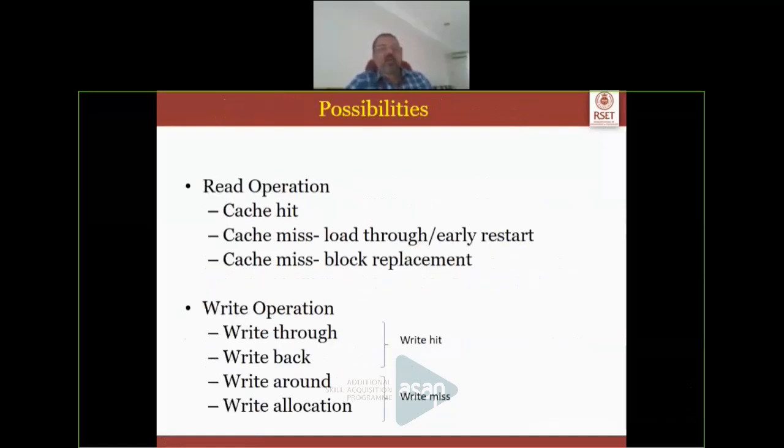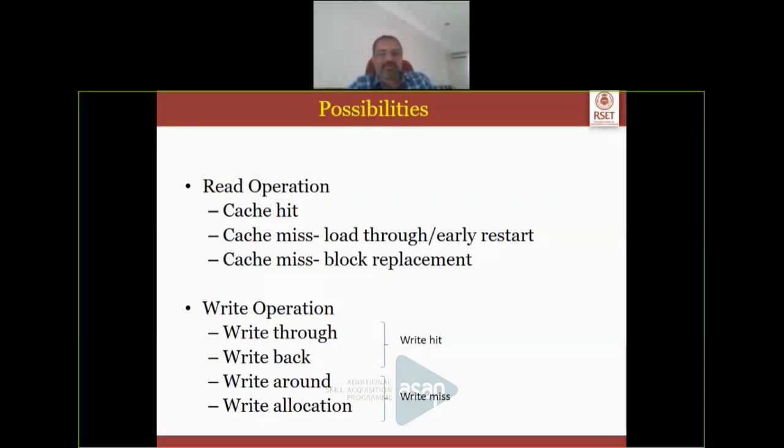Okay. What are the different possibilities with this hit and miss, with read and write operation? Let's start with the read operation. If the processor is executing a read operation, and the content is there in the cache memory, that is called a cache hit, and that can be read by the processor. Now, if it is not there, that is called a cache miss. If it is a cache miss, the content required by the processor will be loaded from the primary memory, main memory, to the cache memory, and the processor accesses that from the cache.